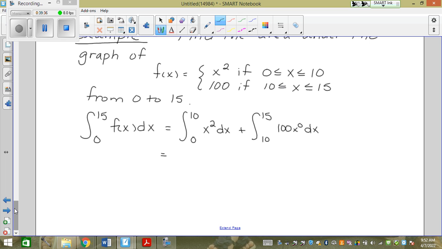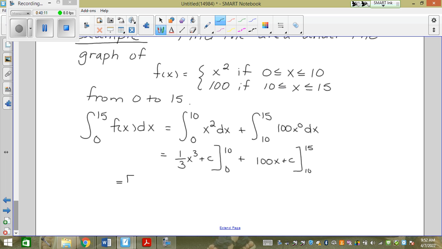So we're going to go, what's the antiderivative of x squared? 1/3 x cubed plus c, from 0 to 10. Plus the antiderivative of 100x to the 0, which is 100x raised by 1 divided by 1, plus c, from 10 to 15. Is this really a hard question? No. I actually think it's easier than some of the other integrals we do, because they give you nicer functions. They're nicely piecewise. It's not like 8 terms. It's like 1, maybe 2.